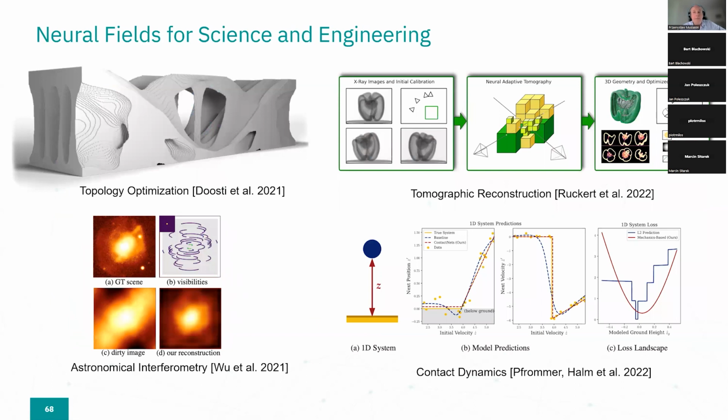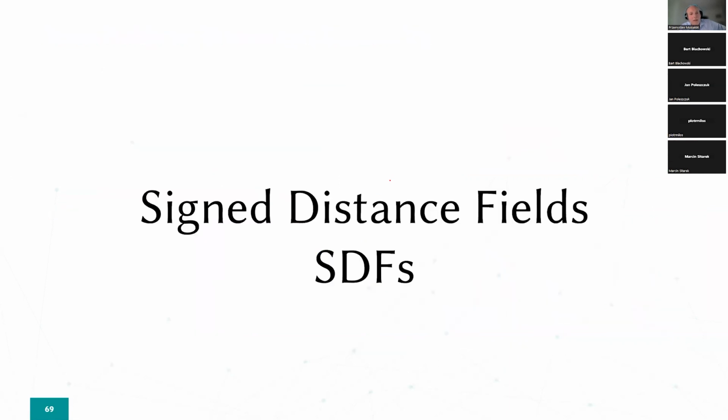and many more tools. So neural fields have also a lot of applications in other sciences and optimization, topology optimization, tomographic, so the Radon transform, reconstruction, astronomical interferometry, and contact dynamics, and many more. Actually, physics-informed neural networks are also a big topic in those areas.